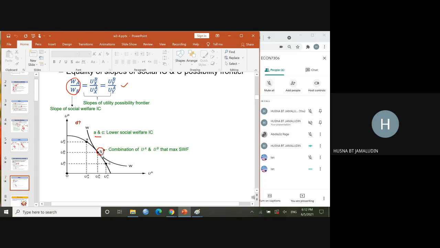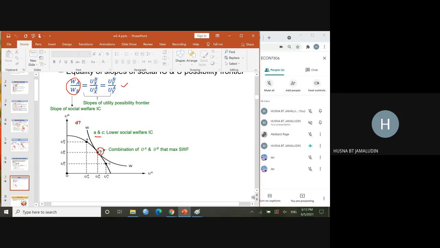Okay. My question was why point A and point C are not efficient while point B is efficient. You can see that A, B, and C are on the PPF, the production possibility frontier. Why is B efficient? Because in order to be efficient, your PPF should be tangent to the indifference curve. So this W line is your indifference curve. Indifference curve means your utility function for an individual.